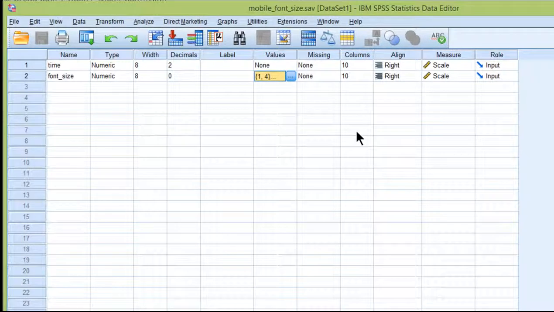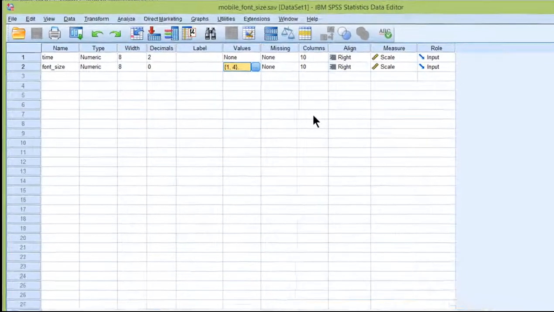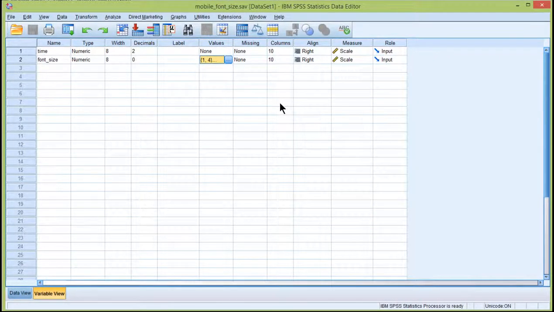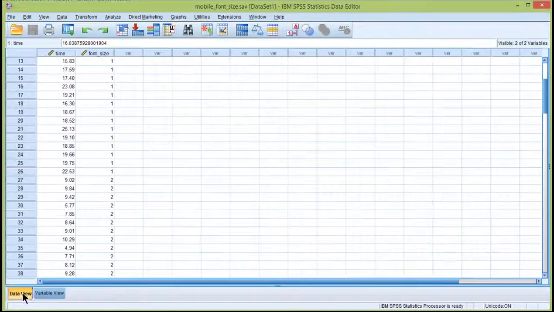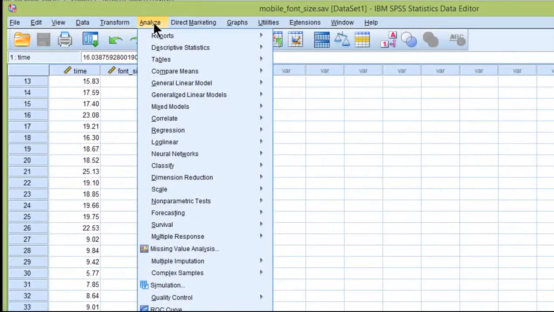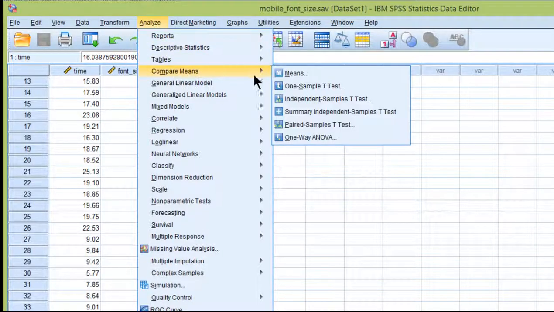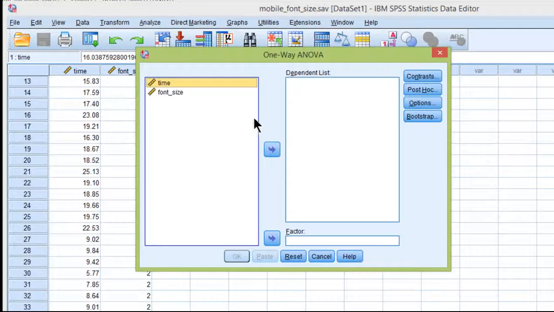That should automatically discount the possibility of doing the protected Fisher's LSD. That's only appropriate for three groups. We have four groups. The next question to ask is, was the homogeneity of variance assumption satisfied? Let's just check and see if that was the case.